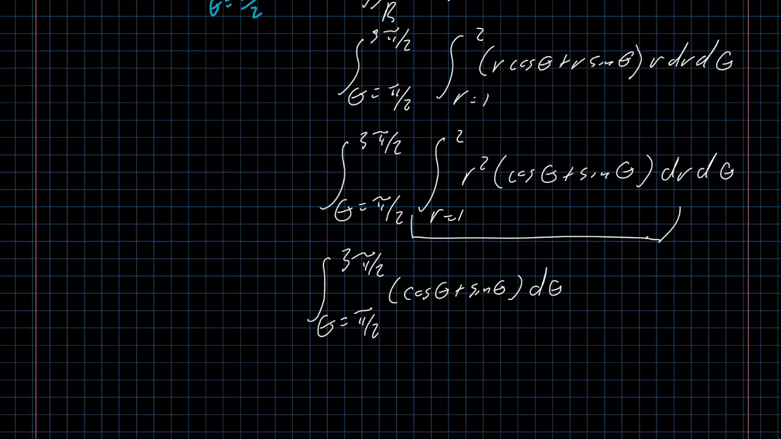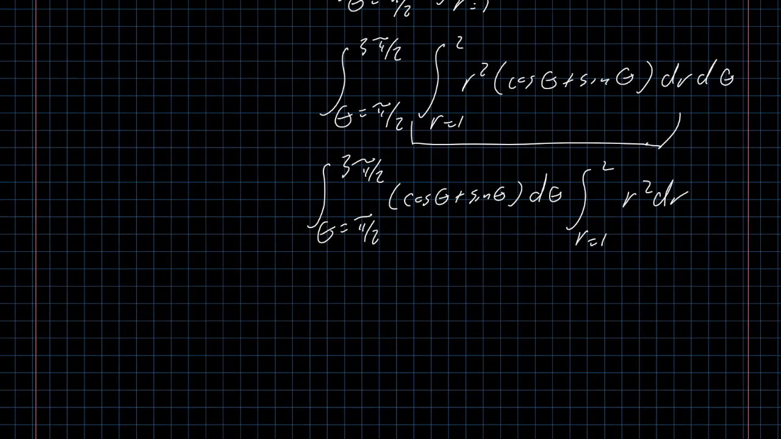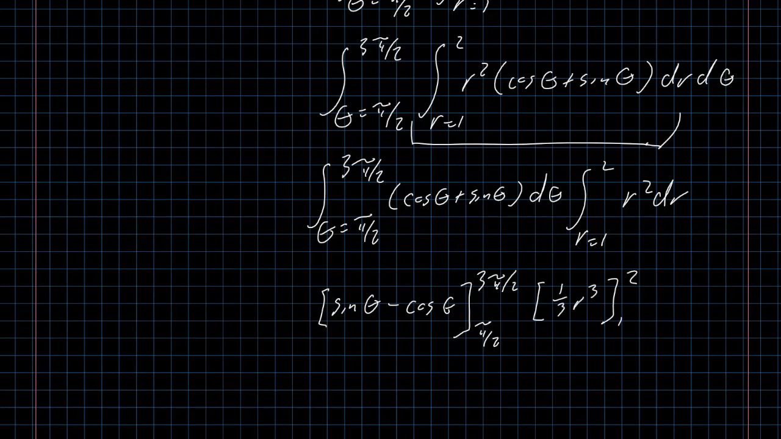All right, so we look at the integral from pi over 2 to 3 pi over 2 of cosine theta plus sine theta d theta, and we multiply that times the integral as r goes from 1 to 2 of r squared dr. All right, integral of cosine is sine. Integral of sine is minus cosine. Integral of r squared is 1/3 r cubed. And then we evaluate.